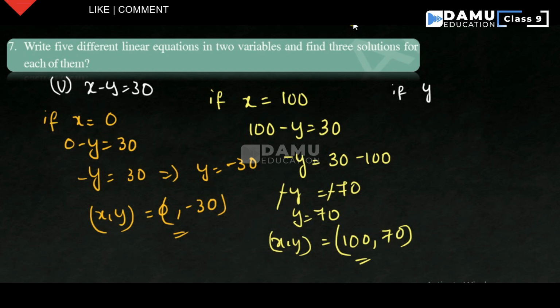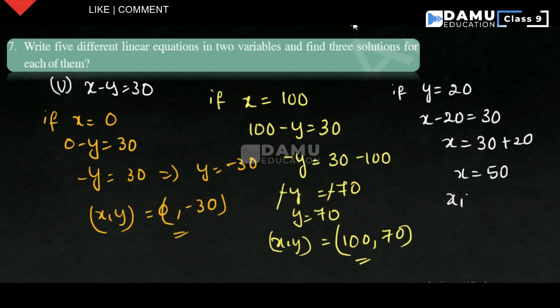So if y will be equal to, what you can take, 20. Let's take any value you can take. x minus 20 will be equal to 30. x is equal to 30 plus 20. So x is equal to 50. So (x, y) will be equal to 50 comma 20. So these are our solutions.